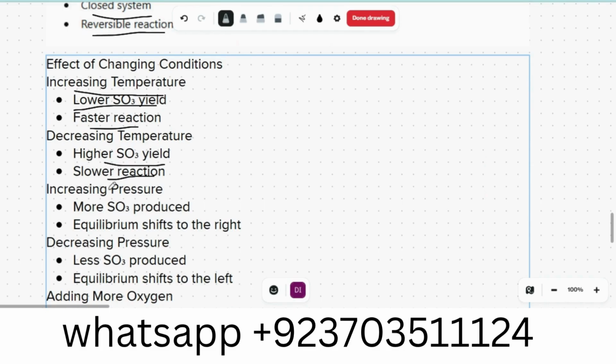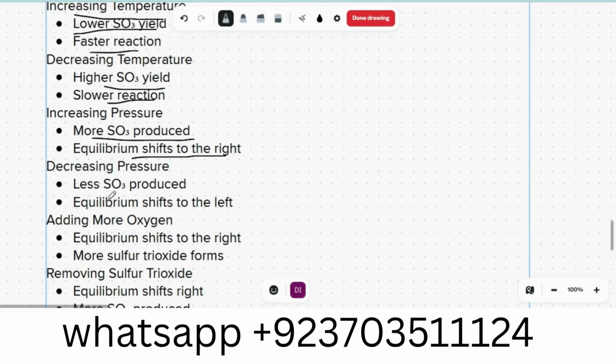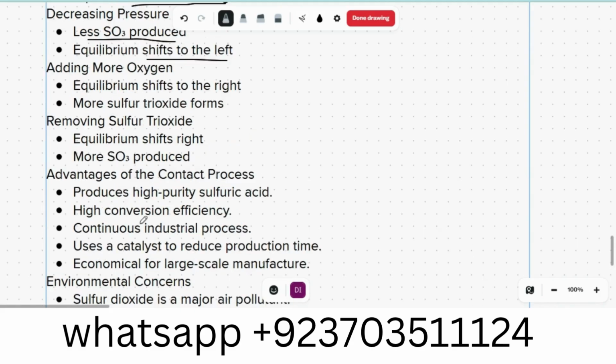Increasing pressure: more SO3 is produced, equilibrium shifts to the right. Decreasing pressure: less SO3 is produced, equilibrium shifts to the left. Adding more oxygen, equilibrium shifts to the right and more sulfur trioxide forms. Removing sulfur trioxide, equilibrium shifts right and more SO3 is produced.